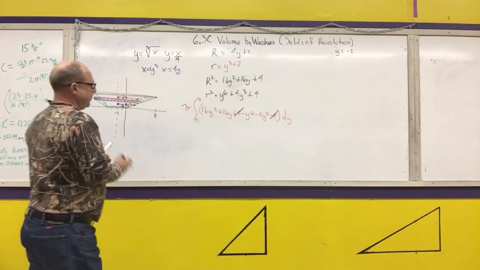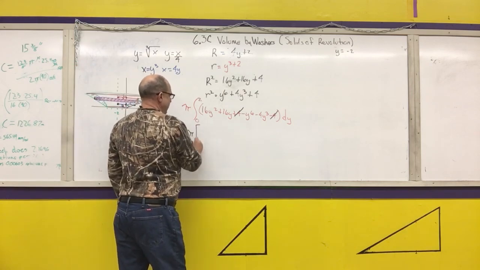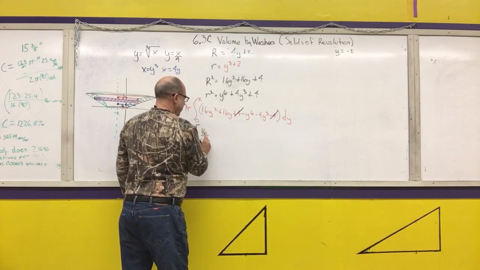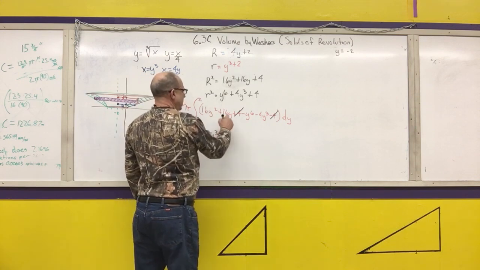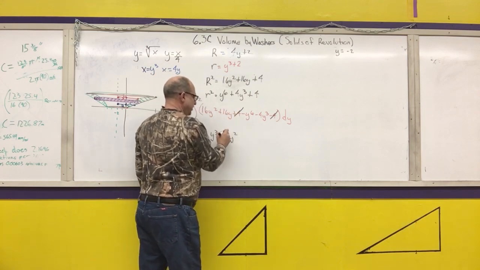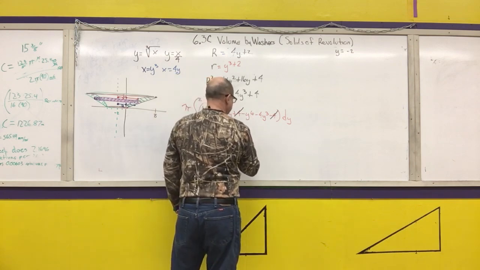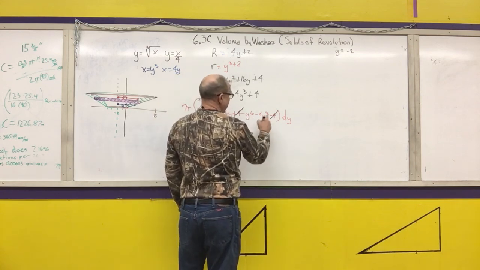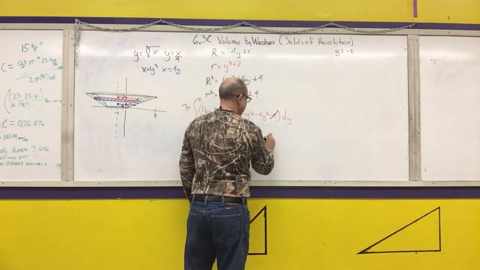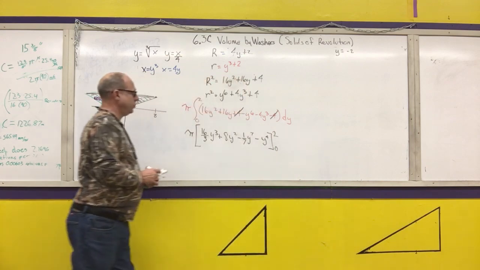So I'm now going to anti-differentiate. Add 1 to the exponent, divide by the new exponent, so I'd get 16 thirds y cubed. Y squared, 16 divided by 2 is 8. Minus 1/7 y to the 7th. Y to the 4th divided by 4, so that'd be minus y to the 4th. Evaluated between 0 and 2.